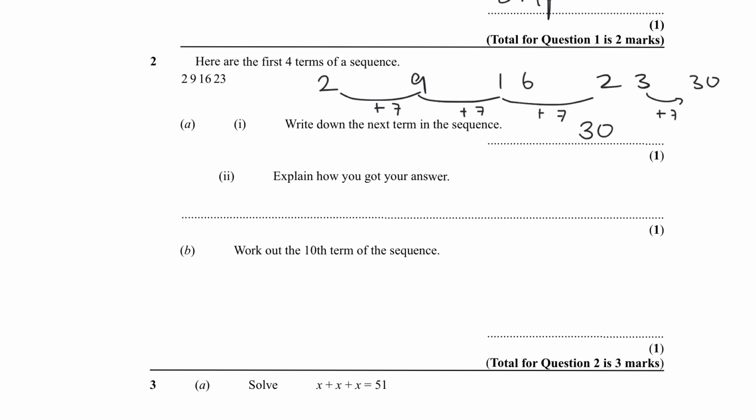And to explain how we got our answer, we added 7 onto the previous term. So as long as you mentioned that you found that 7 was the number that was being added on consistently, that would be fine to get your mark. Then work out the 10th term of the sequence. So we've worked out what the 5th term is.